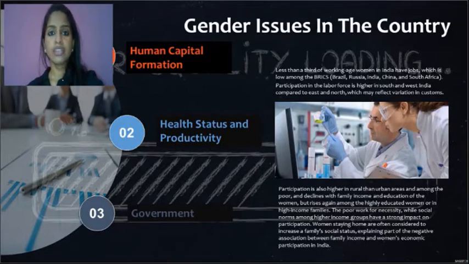Participation is also higher in rural than urban areas, and among the poor. It declines with family income and education of the women, but rises again among highly educated women or in high income families. The poor work of necessity, while social norms among higher income groups have a strong impact on participation. Women staying home are often considered to increase a family's social status, explaining part of the negative association between family income and women's economic participation in India.